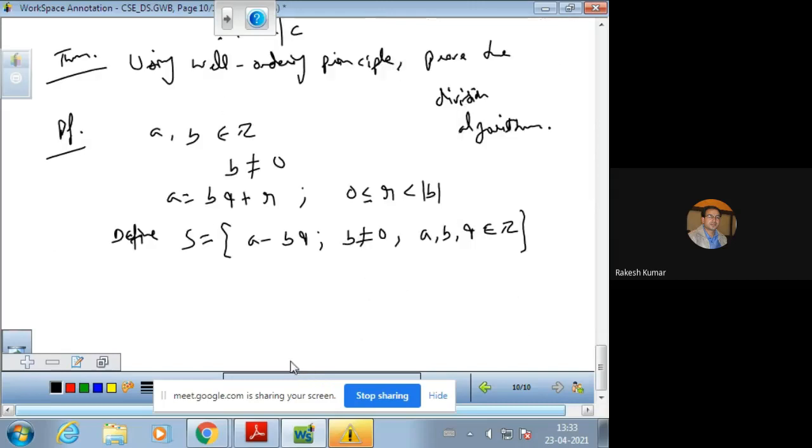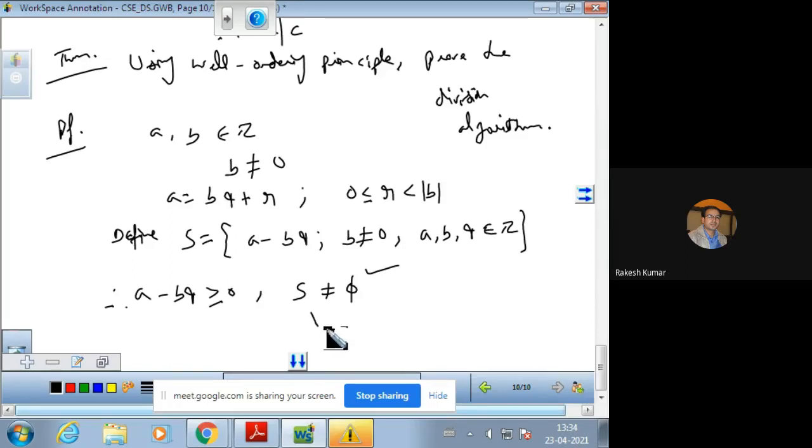S is the set of these kinds of integers, and the well ordering principle says that every set of non-negative integers must have a least element. So now, by taking Q to be a negative integer, and A minus BQ being Y, we can make minus BQ as large as desired. That means we make BQ so large that the value of A minus BQ is greater than or equal to 0. And why? Because this will prove that S has at least one element. Remember, S must have at least one non-negative integer, only then will we say S is a non-empty set.